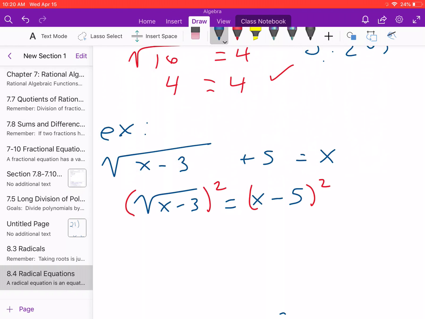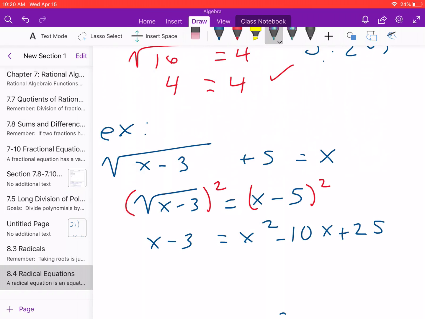And when I do that, I'm going to be left with x minus 3 on the left side of the equation, but on the right side of the equation, I'm going to need to multiply. So I will come out with x squared minus 10x plus 25. If you are confused from the first step to the second step, remember x minus 5 times x minus 5, you need to multiply across.